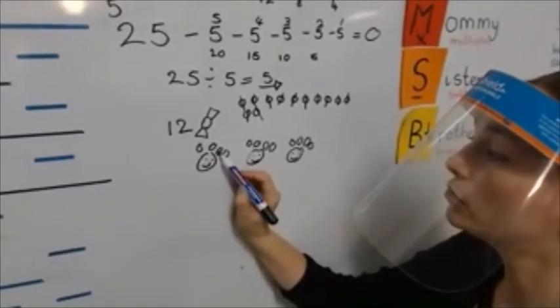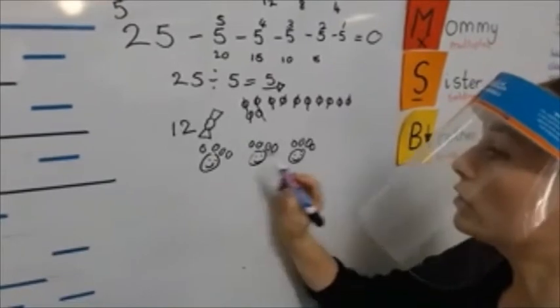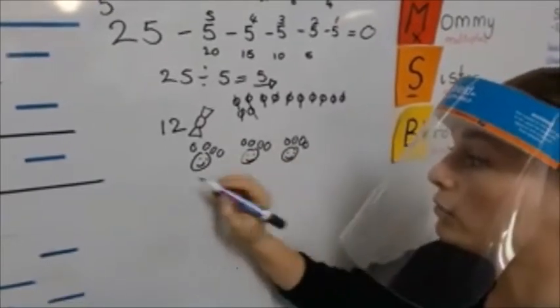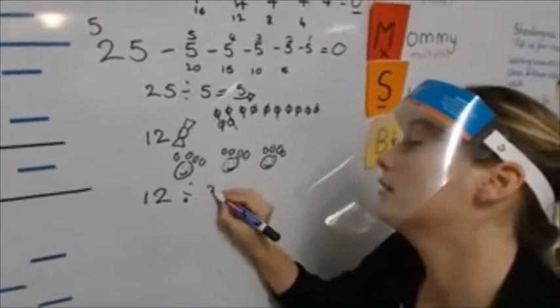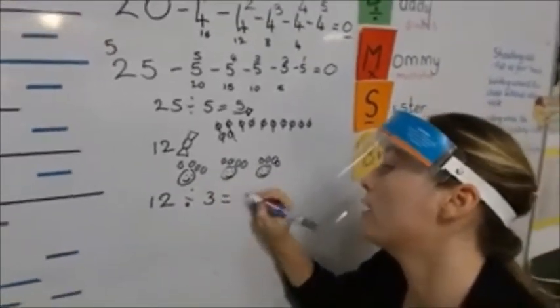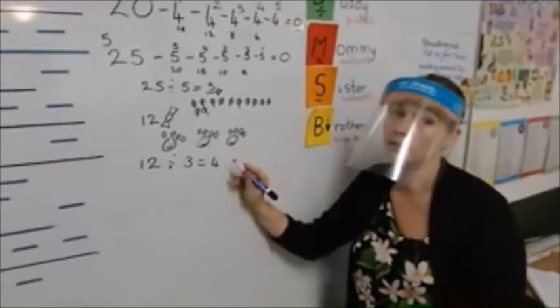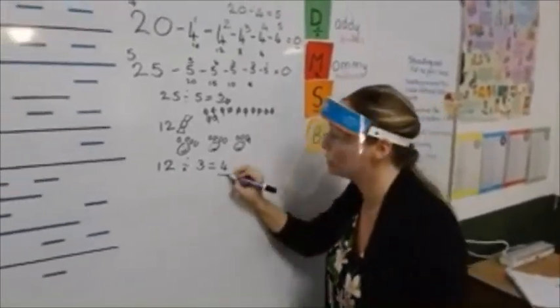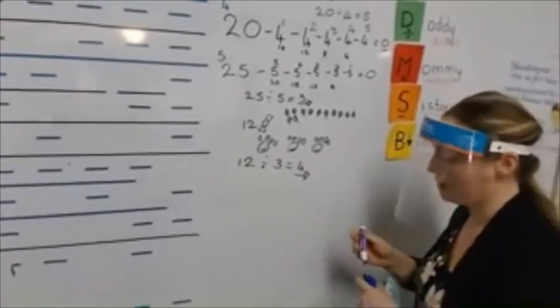1, 2, 3, 4. 1, 2, 3, 4. 1, 2, 3, 4. So as we can see, each friend got 4 sweets, which means that 12 sweets divided into groups of 3 for 3 friends means that each child would get 4 sweets each. So those are the different ways to divide today.